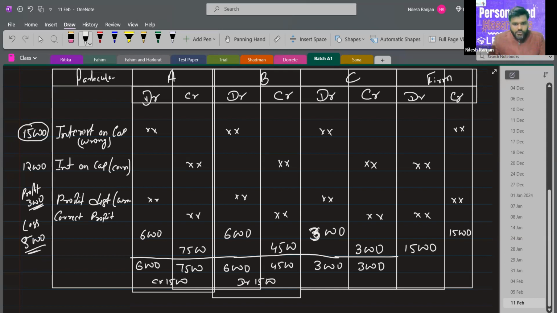Okay, so I was sharing the question of resolution. Actually, the question is related to the journal entry only.